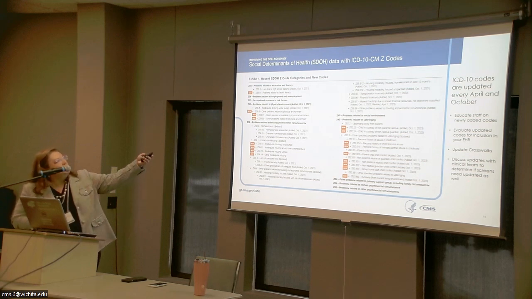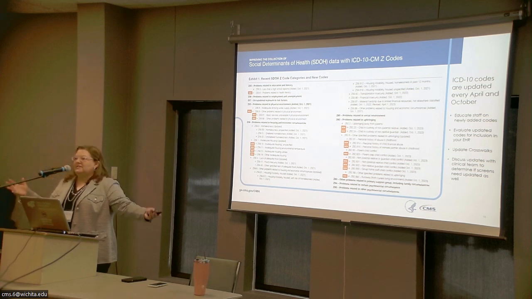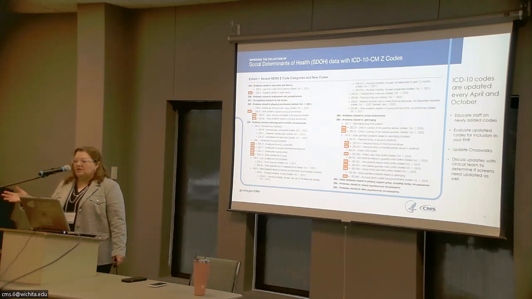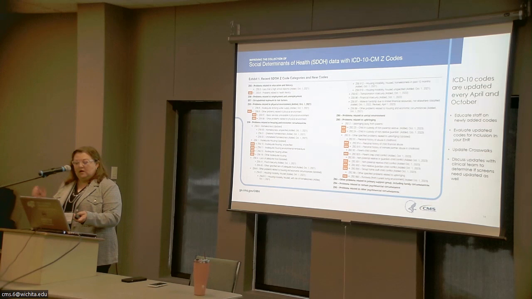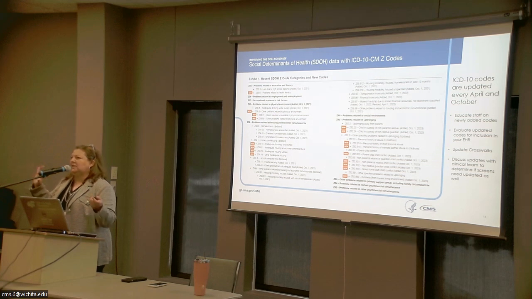So there's material hardship due to limited financial resources, not elsewhere classified. Other problems related to housing and economic circumstances. So the coders can take that off of the screening tool, and they can use it from the mapping crosswalk as well. I just have the website here where they show their updated ones. You can see, like I said, they're updated every April and October. And it's not just Z codes, it's all ICD-10 codes. I've heard rumblings about ICD-11, which, oh my God, ICD-10 was so hard to get out. It took us 30 years to get 10 out.